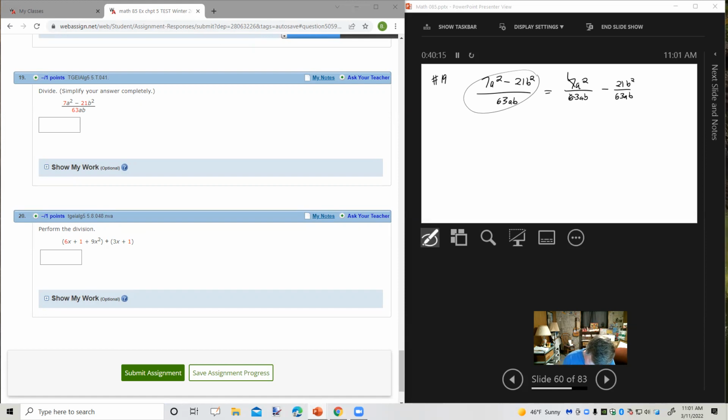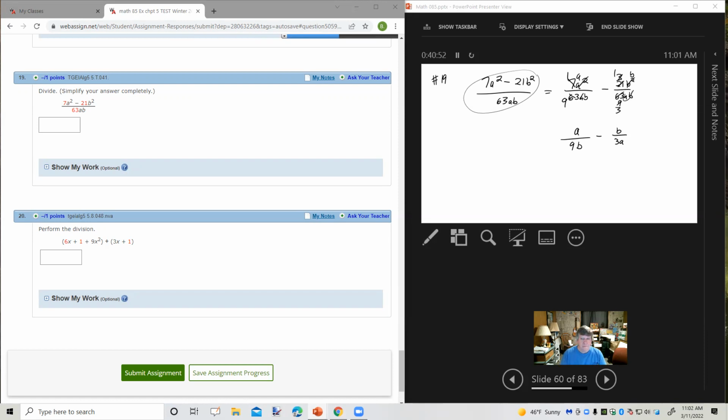All right, let's see here. 7 over 63 is 1 over 9. a squared over a is a on top, so I've got 1a over 9b minus, let's see, 21 divided by 7 is 3. 63 divided by 7 is 9. Oh, that'll reduce even further down to 1 over 3. b squared over b is b, so I've got to be careful. I've got a b on top and a 3a on the bottom.